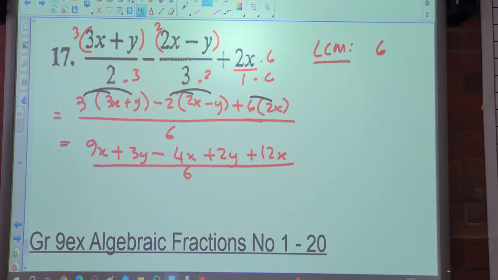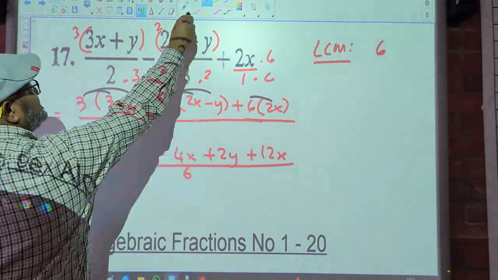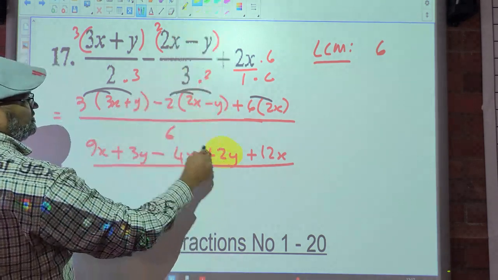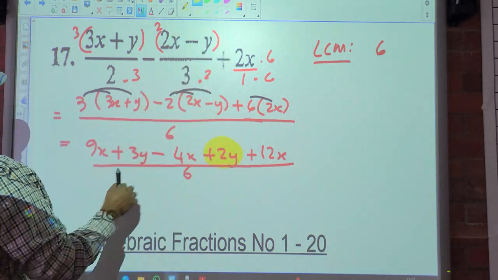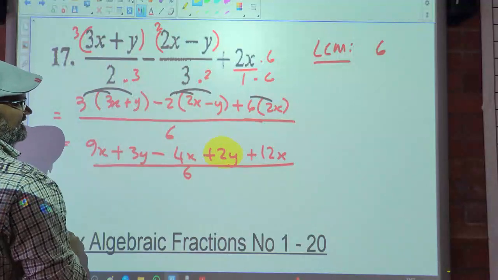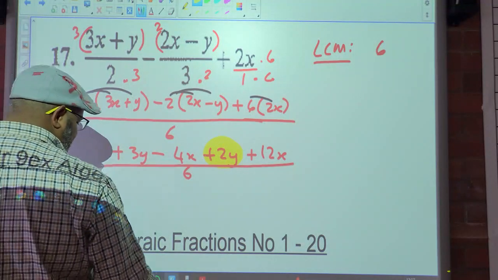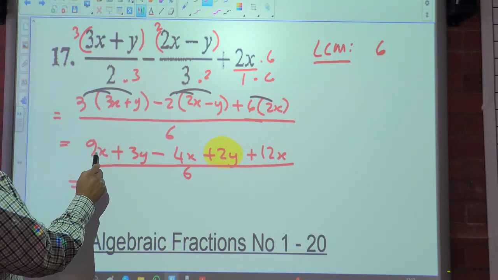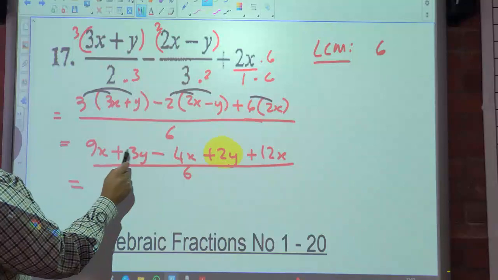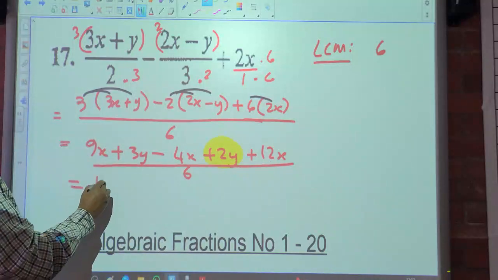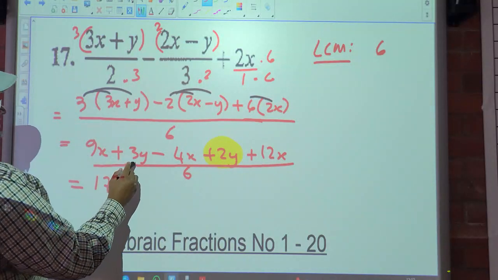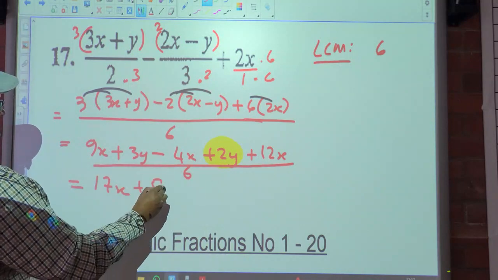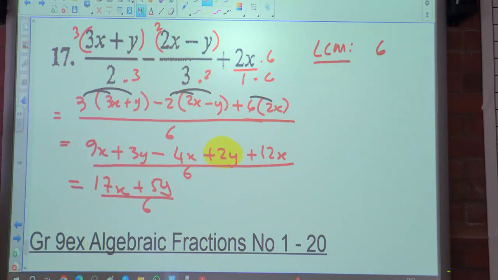Any confusion at this point? Now again, people always mess this one up. When the negative is also multiplied, they write 2y but they retain the negative. So watch out for that. Again, we're going to add like terms. So 9x minus 6x plus 12x is 15x. Then we have 3y plus 2y, 5y, over 6. Correct?